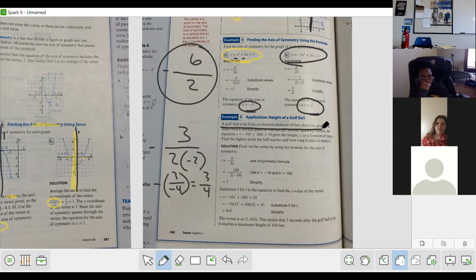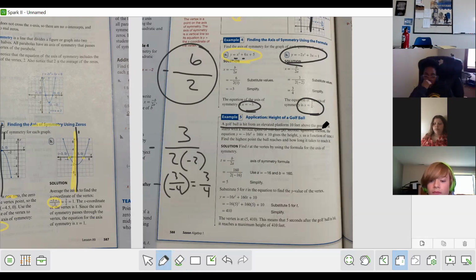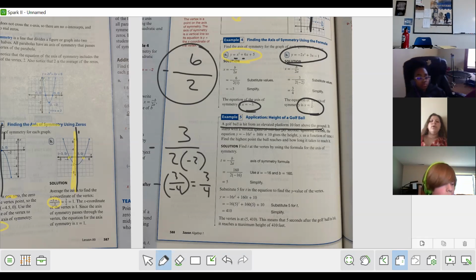All right. Any questions, Daniel? You're going to have to unmute yourself, or do I need to unmute you? Go ahead. So are we going to have to graph the parabolas? You're not going to be doing graphing right now. They're just going to ask you to find the axis of symmetry, and the zero is where it crosses the x-axis. That's all they're going to have you do.